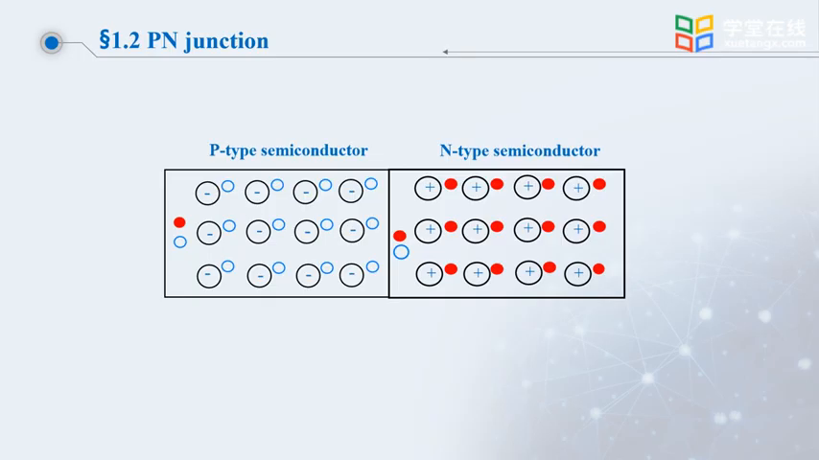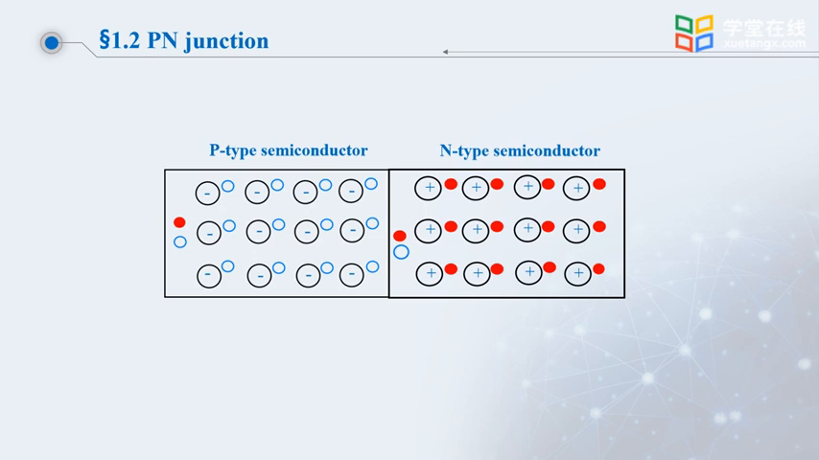Hello everyone. This class will continue to study the first chapter, Part 2, the PN junction. We learned in the previous content that the internal structure of the crystal diode is mainly composed of a PN junction. After understanding the basics of semiconductor physics, we can further learn about the relevant knowledge of the PN junction. So what is a PN junction?